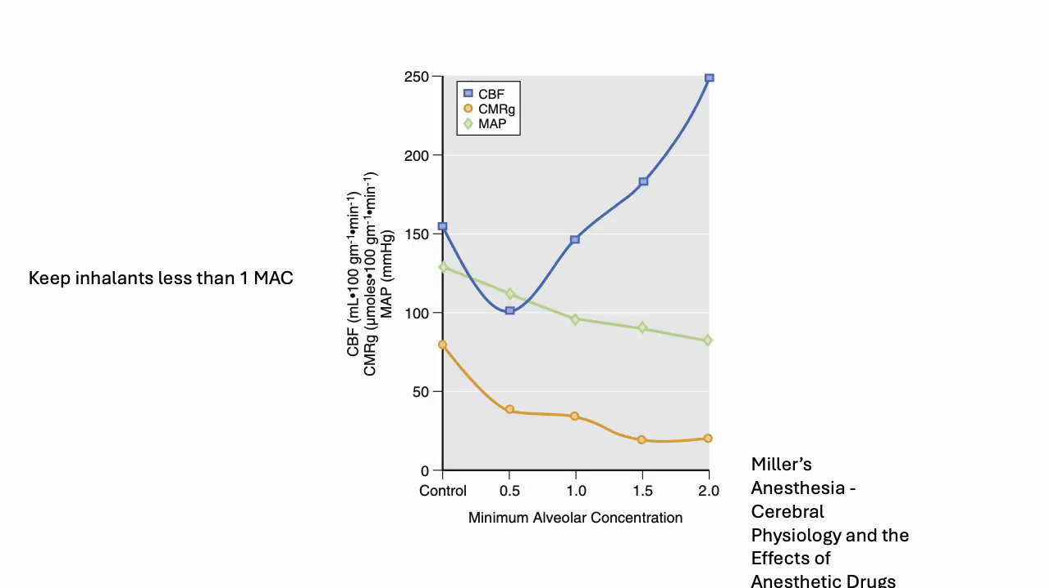And this is the one I mentioned. You've got vasodilation versus decreased metabolic rate. So on this graph, if you look at the metabolic rate, it is the yellow one.